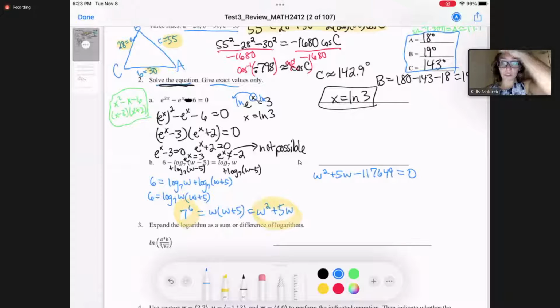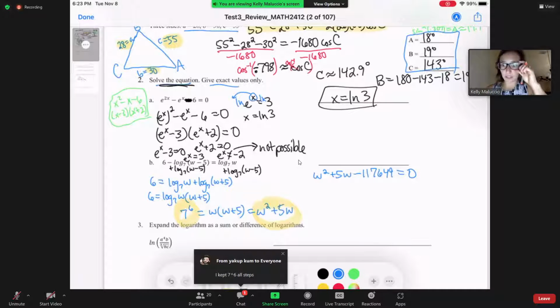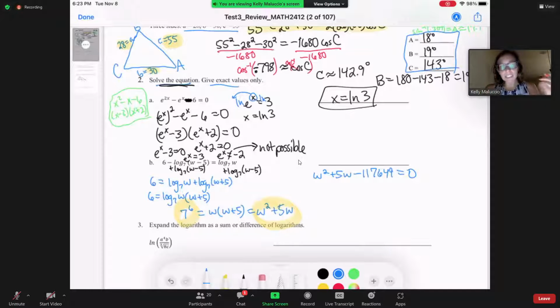And maybe I did do this because it factors nicely on your test and then it was nice. And yeah, Jakob, if you kept 7 to the 6th, that's also perfectly fine, because that makes more sense probably. So then what I did is just the quadratic formula. So negative 5. It's w minus 5.